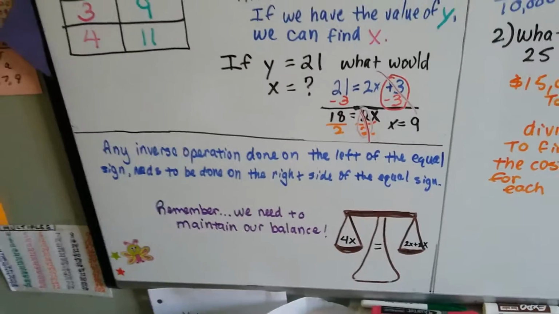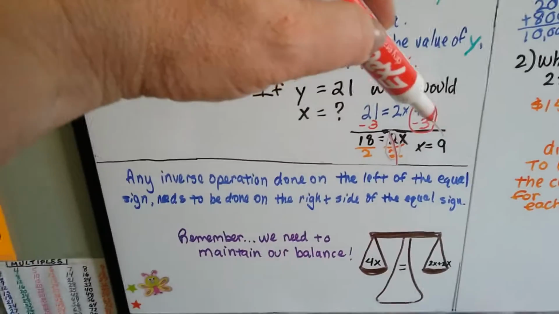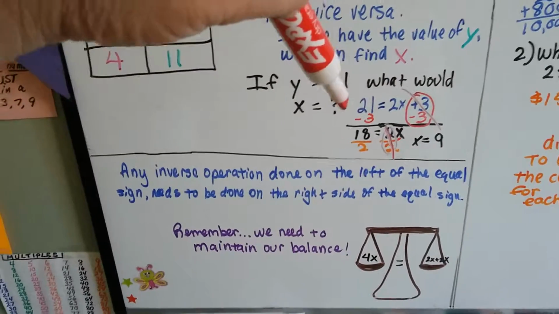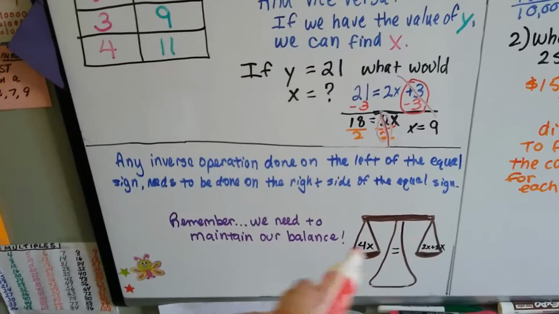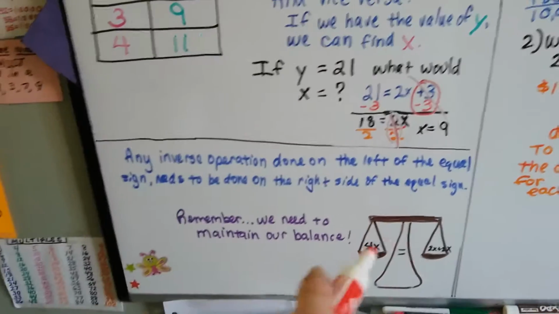So any inverse operation done on the left side needs to be done on the right side, and on the right side it has to be done on the left side. You have to think of the equation like a scale, and we have to make it keep its balance. What we do on one side, we have to do on the other.